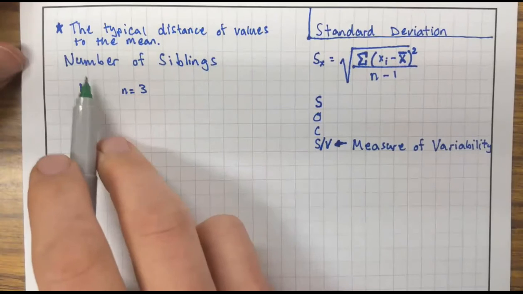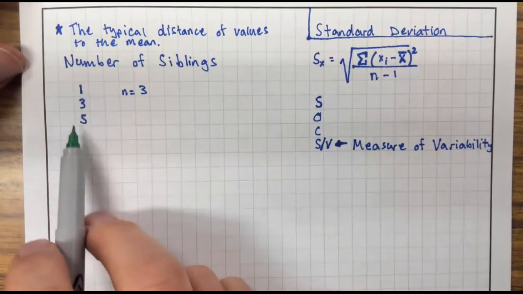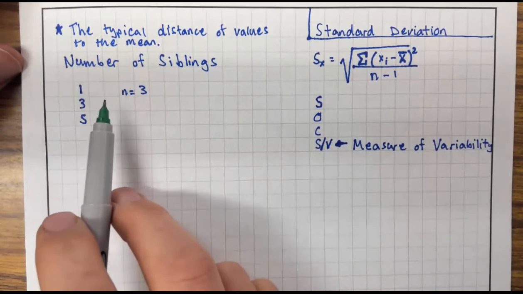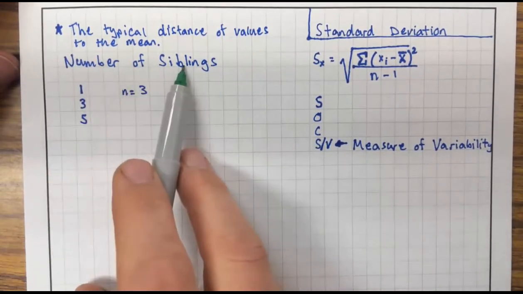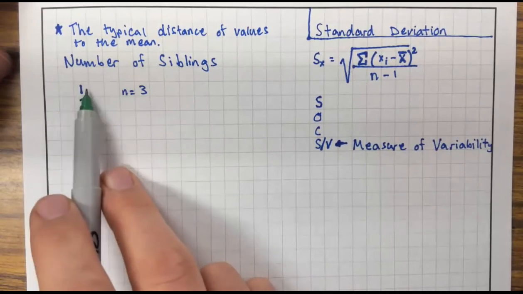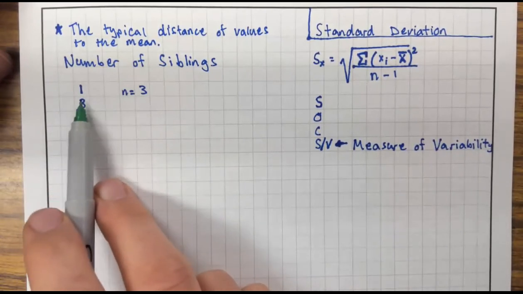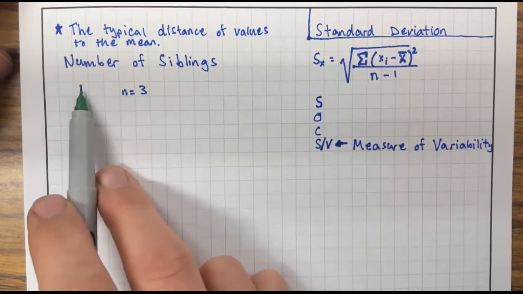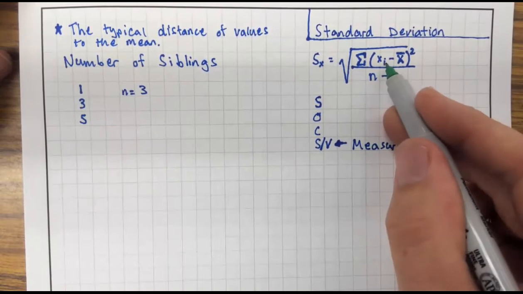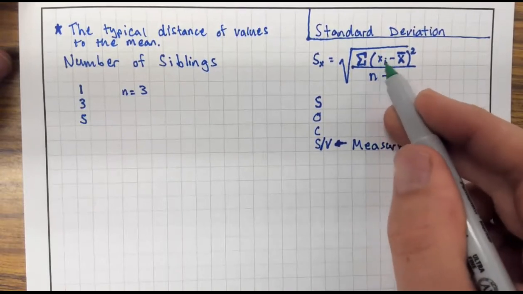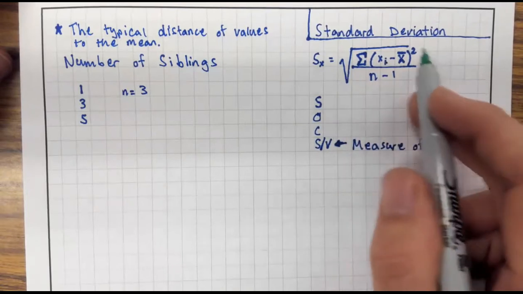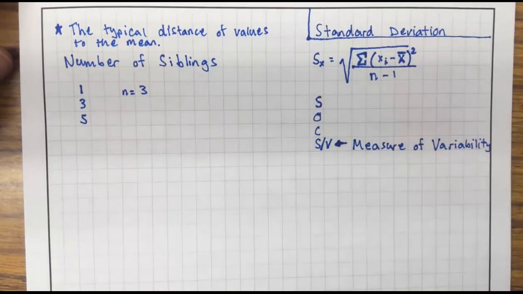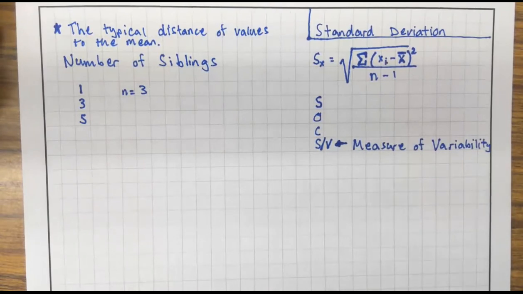Okay, so I randomly selected 3 responses from the question you had on your stats survey with the number of siblings. So this person had 1 sibling, this person had 3 siblings, and this person had 5 siblings. And again, so our number of observations is 3, and each one of these is an individual X value, an individual observation. The formula looks a little bit confusing, but it's really not so bad. So what we're going to try to do in this video is calculate the standard deviation and then have a clearer understanding of what it means and how to interpret it in context.